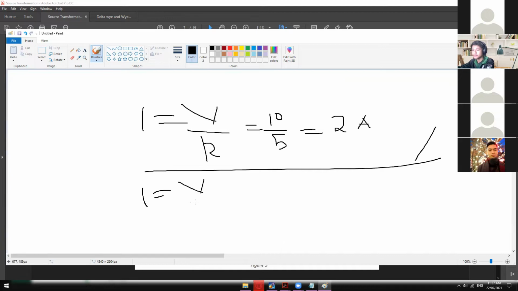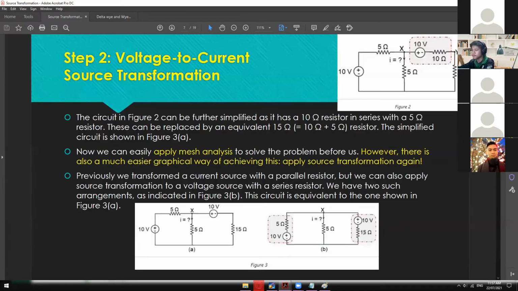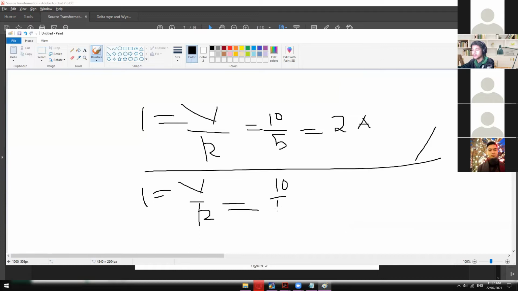But what about the right side? So let's do the same. So 10 volts for the voltage and then 15 for the resistance. 10 divided by 15 is equal to 2/3, or I think this one is 0 point something. Where is my calculator? 10 divided by 15 is equal to 0.6667 or 0.67 ampere.